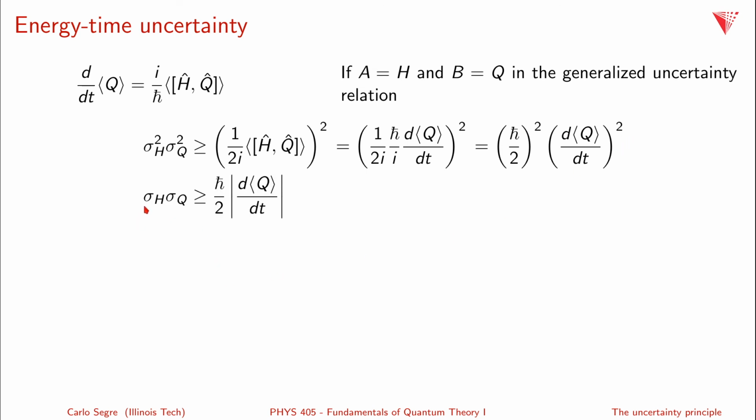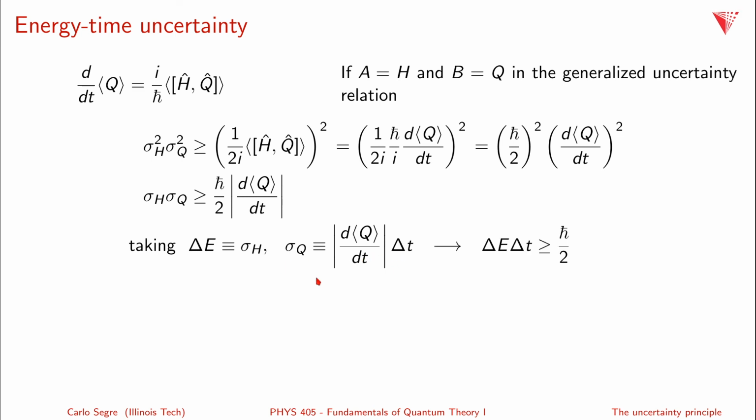If we take the square root, we have our uncertainty principle between H and Q. If they don't commute, then this will be greater than or equal to ħ over 2 times the absolute value of d by dt of the expectation value of Q. So let's assume that the standard deviation of the Hamiltonian, because the Hamiltonian's expectation value is the energy, is just called delta E. And sigma of Q is just the time derivative of the expectation value of Q times the time over which we measure it, delta t. This delta is the small increment of time.